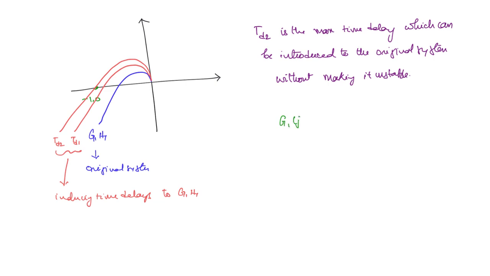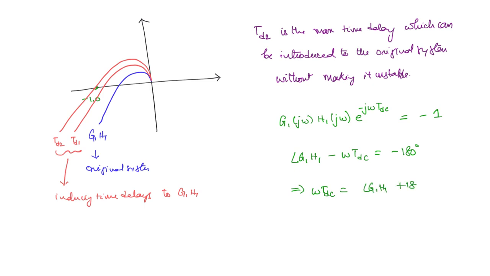What will be the function? G1 of j omega into H1 of j omega into e to the power minus j omega Td critical, we will call it, okay, TdC. So this should be equal to minus 1. If you consider the phase, then the phase of G1 H1 minus omega TdC is equal to minus 180 degrees. So from here you are going to get omega TdC is equal to the phase of G1 H1 plus 180 degrees. So now you have two unknowns here. What is that? Omega and TdC.